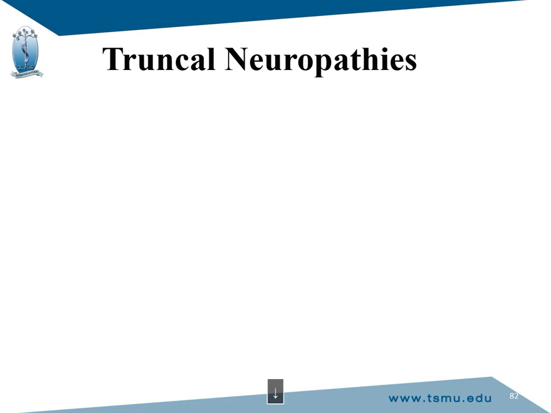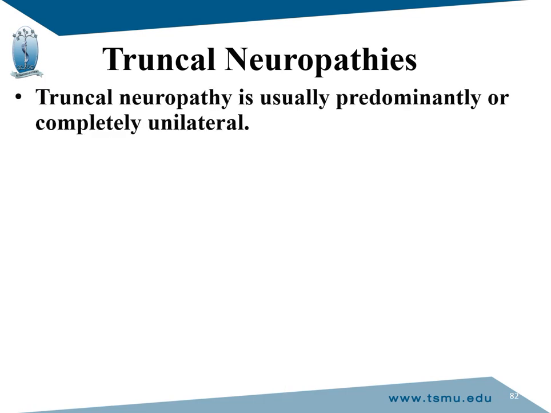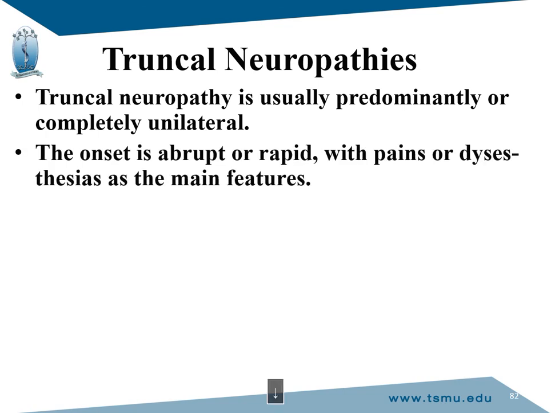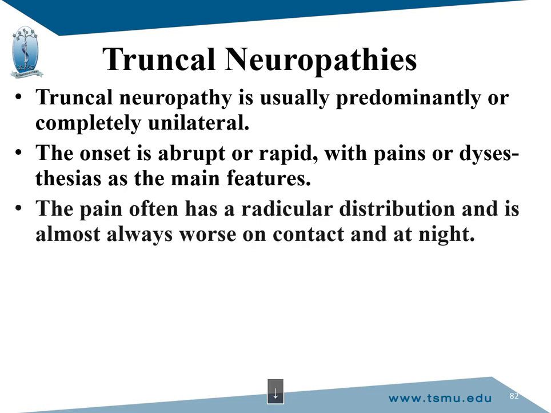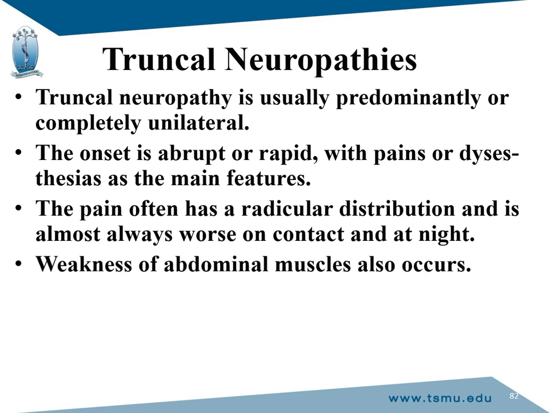Truncal neuropathy. Truncal neuropathy is usually predominantly or completely unilateral. The onset is abrupt or rapid, with pain or dysesthesia the main features. The pain often has a radicular distribution and is almost always worse on contact and at night. Weakness of abdominal muscle also occurs.